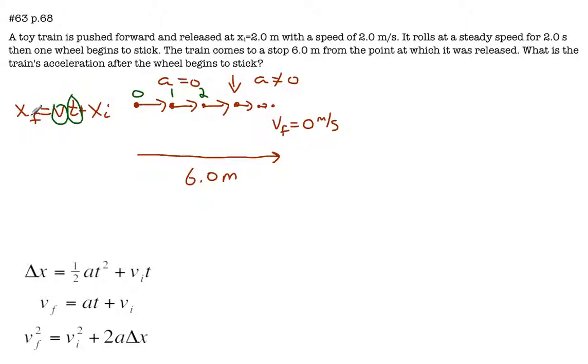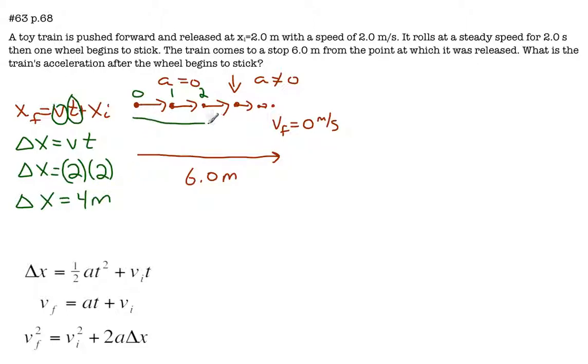If I take xi to the other side, this is delta x equals v times t. So delta x is going to end up being 2 meters per second times 2 seconds. So delta x is equal to 4 meters. So this length that the object travels is 4.0 meters.